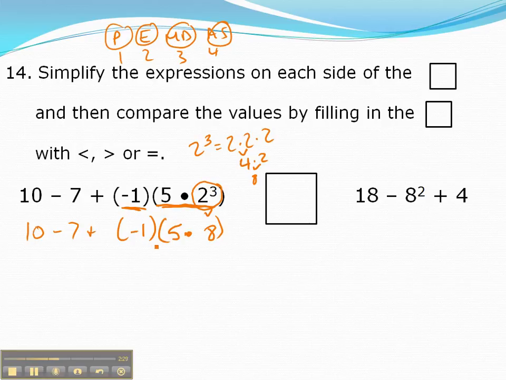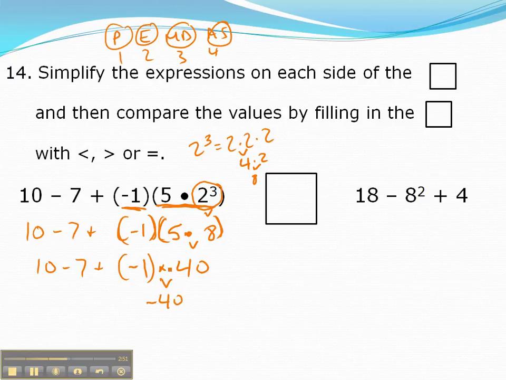Now, the 5 times 8 is 40. Whenever you have a number next to a number in parentheses like this, that means multiply. So this is -1 times 40. We're still on step 3 because we have some multiplication here. -1 times 40 is -40.